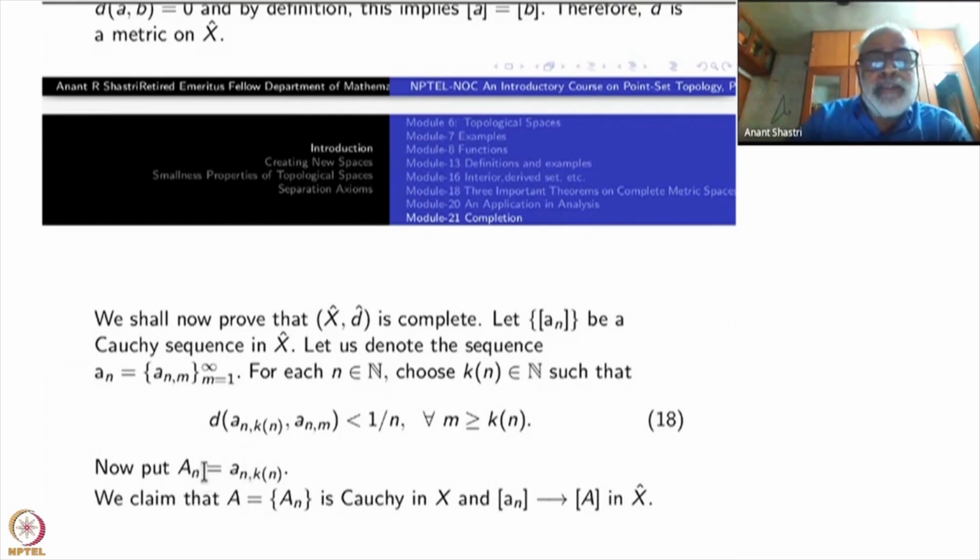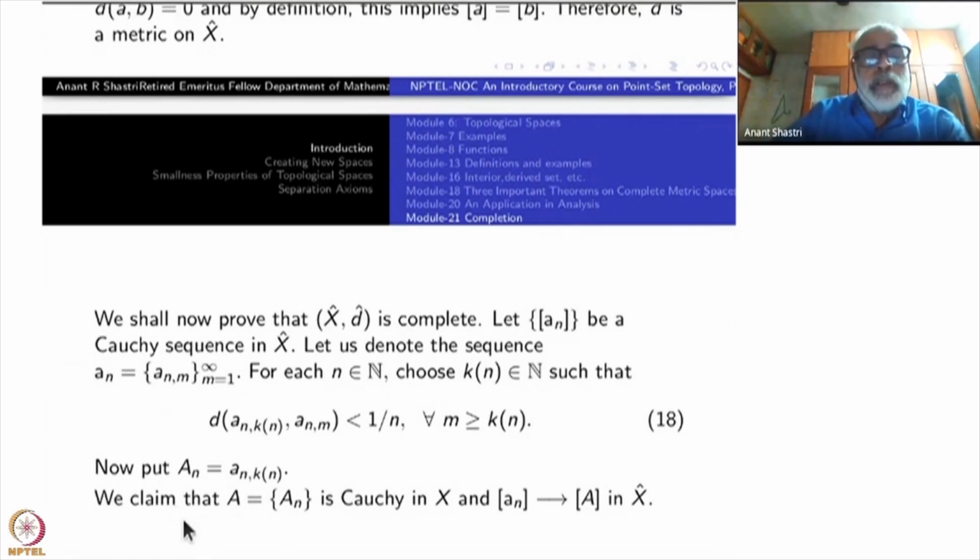Now look at the sequence a_n equal to a_n k_n. This is one element of this sequence. Which one have I done? What is the choice of k_n? It should satisfy this one. For n equal to 1, for example, d(a_1 k_1, a_1 m), where m is bigger than k_1, will be less than 1. For 2, it will be less than 1/2, similar thing. That is the meaning of this. Successively, you have to make it more and more accurate.